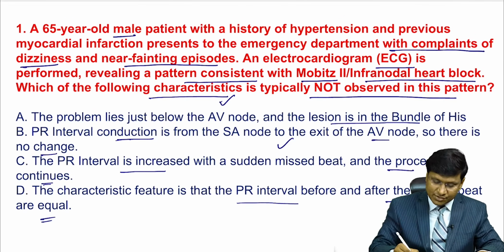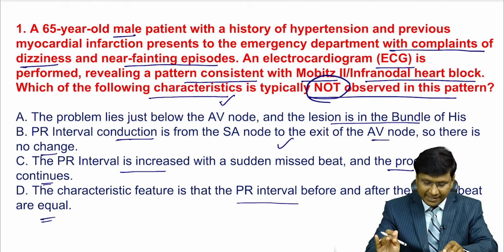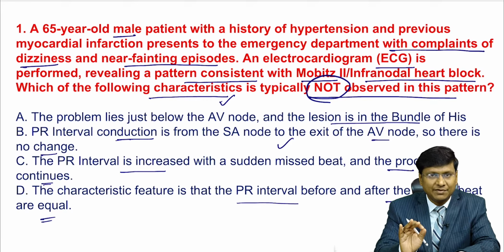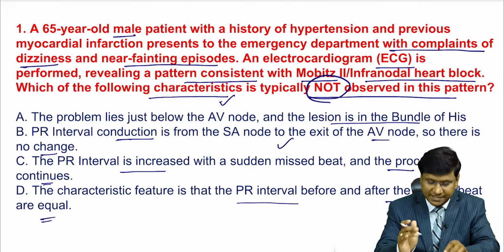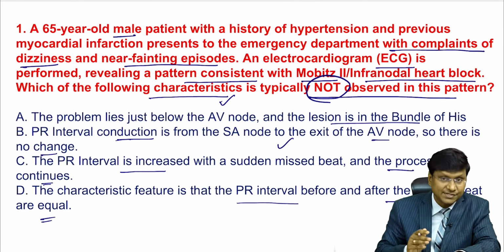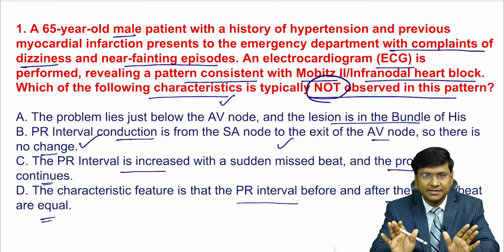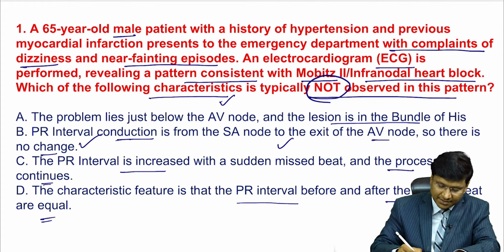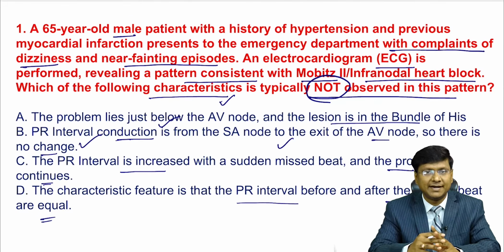So the point is, which of the following is not observed in this patient? So it is a Mobitz type 2 AV nodal block. Mobitz type 2 AV nodal block is that where the block is present below the bundle of His, and that is the reason why the PR interval will remain constant. There is no change in the PR interval and the PR interval will be within the normal limit. And so the problem lies below the AV node, that the lesion is in the bundle of His.